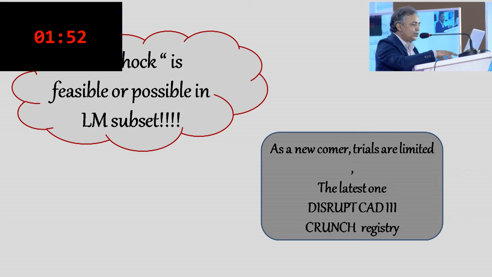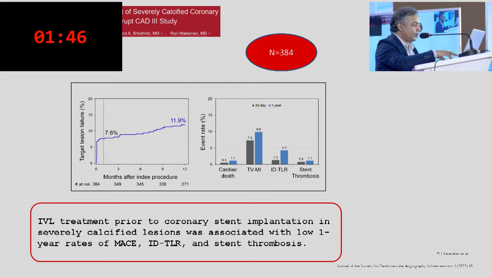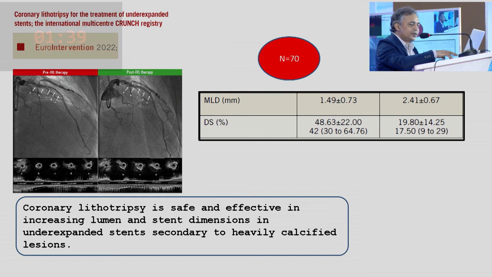The latest ones are Disrupt CAD 3, and there is a registry also. And this is 384 patients only, but it has been seen that the 1 year outcome is really, really good. And this CRUNCH registry has expanded the IVL towards the ISR lesions, and here also it has become effective, of course, in a very small population.